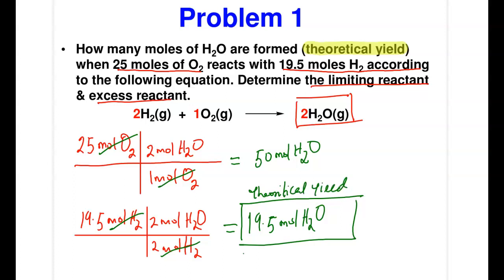And the limiting reactant, LR, is what? Hydrogen, because it produced the least number of my product. And that is what is possible for me to get. And then what is my excess reactant?